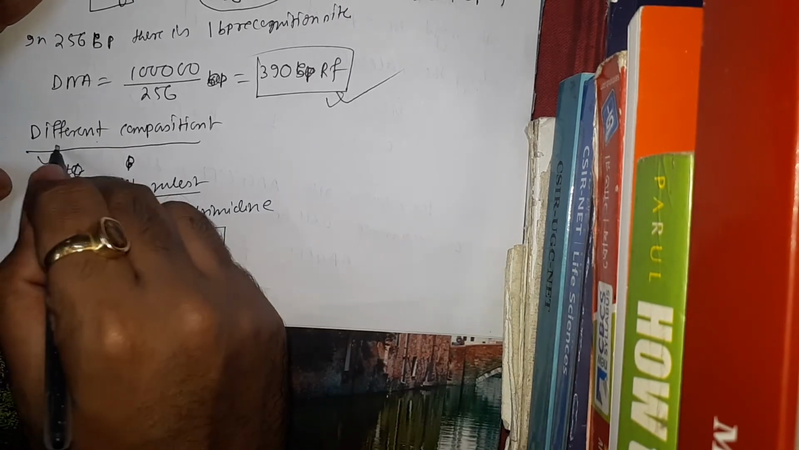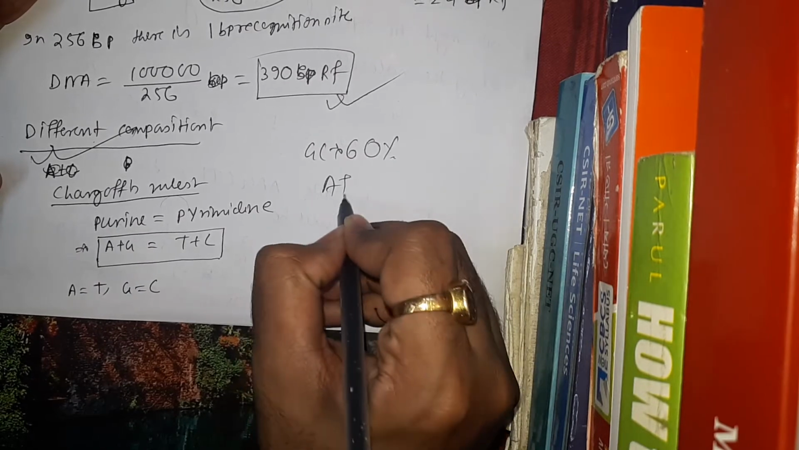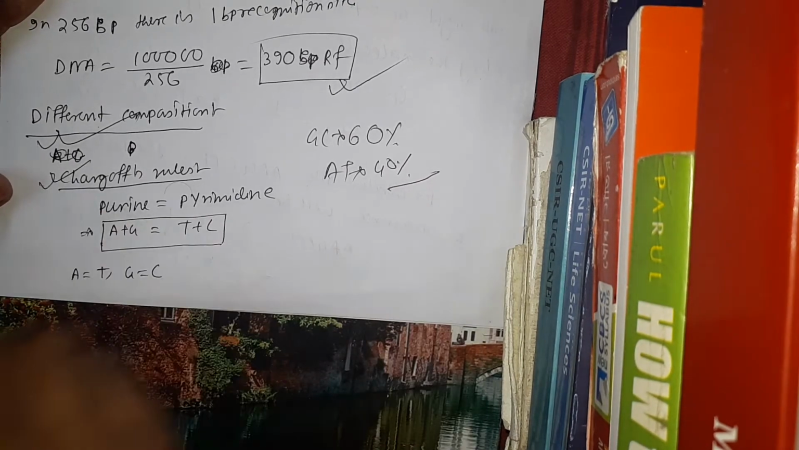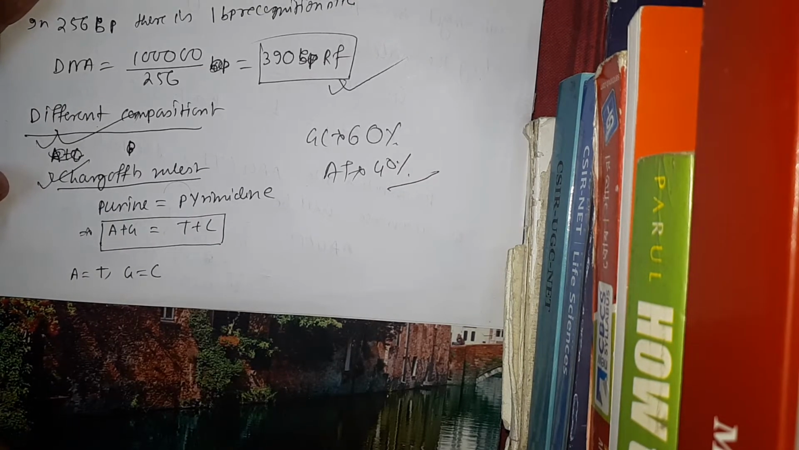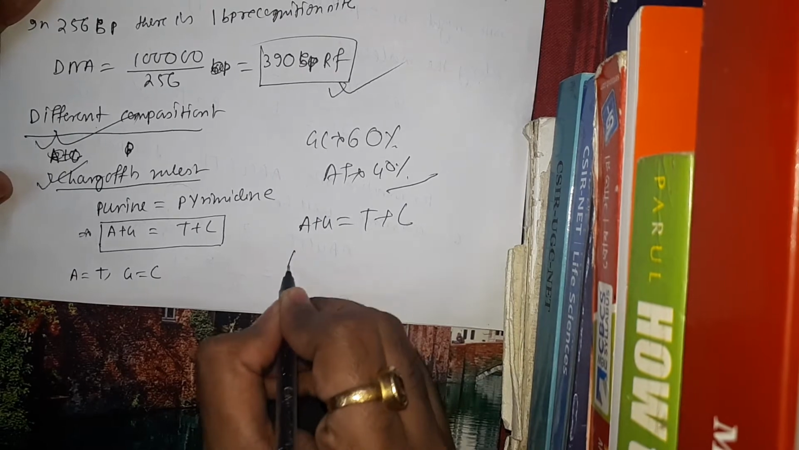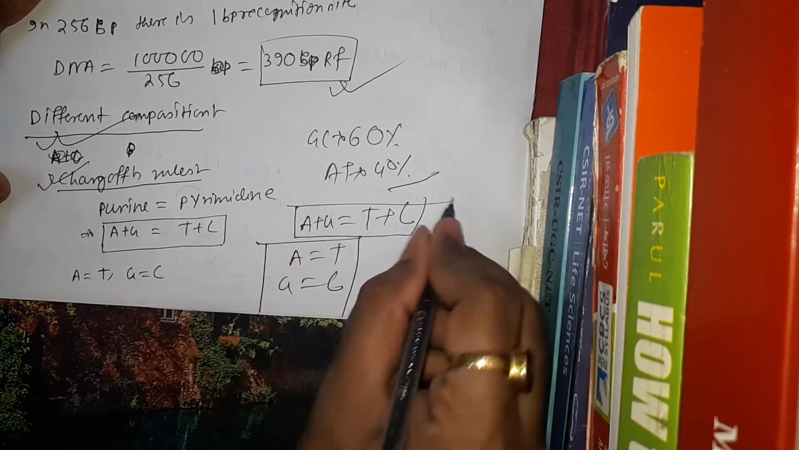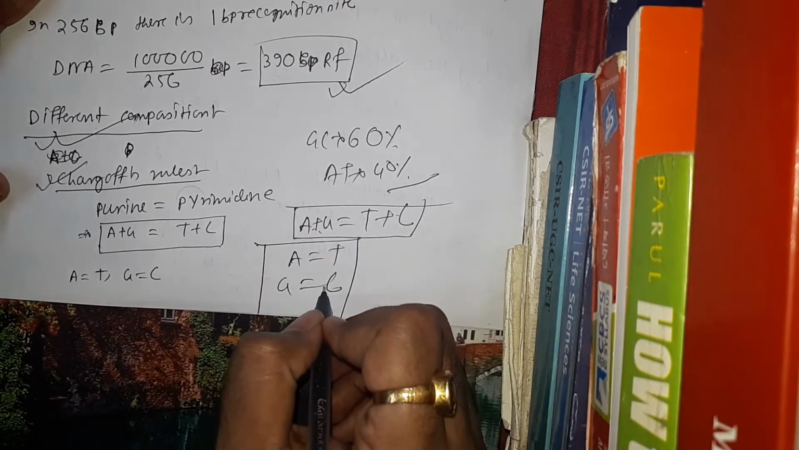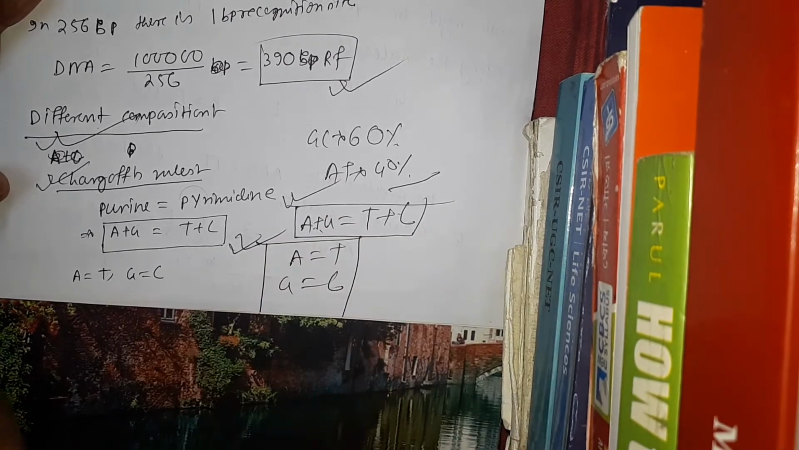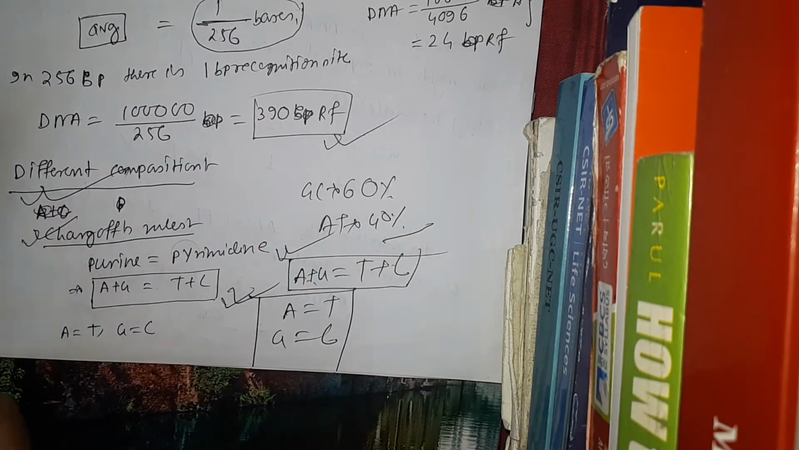For doing such kind of problems, when they tell you that GC content is 60% and AT is 40%, what do we need to do? You need to know about Chargaff's rules. That is simply purine is equal to pyrimidine. That means A plus G will equal T plus C, or you can say A is equal to T or G is equal to C. These are the two rules. The amount of purine is exactly equal to the amount of pyrimidine, or you can say A is equal to T and G is equal to C. You need to know these two rules when solving such kind of problem.